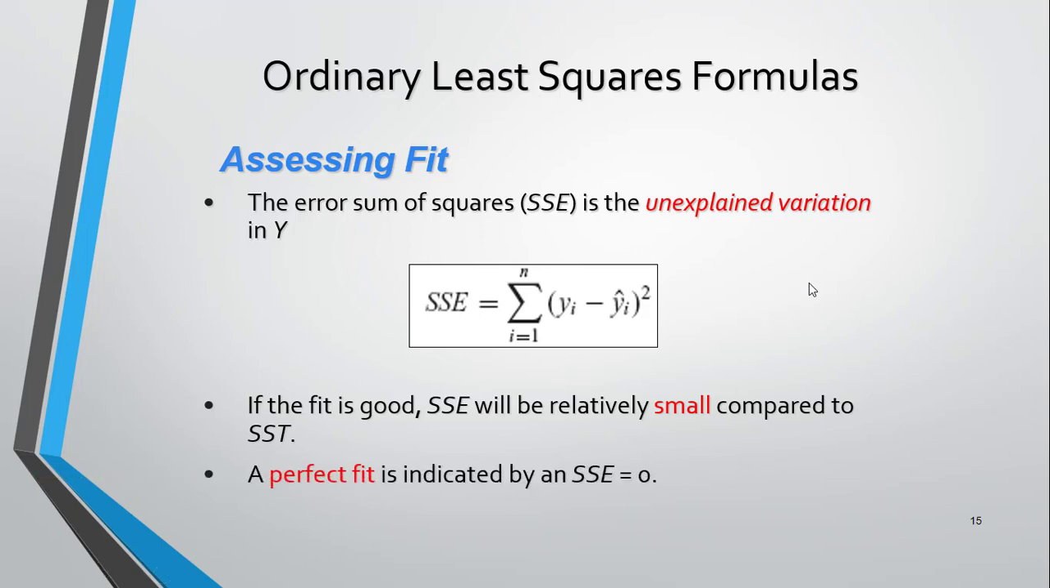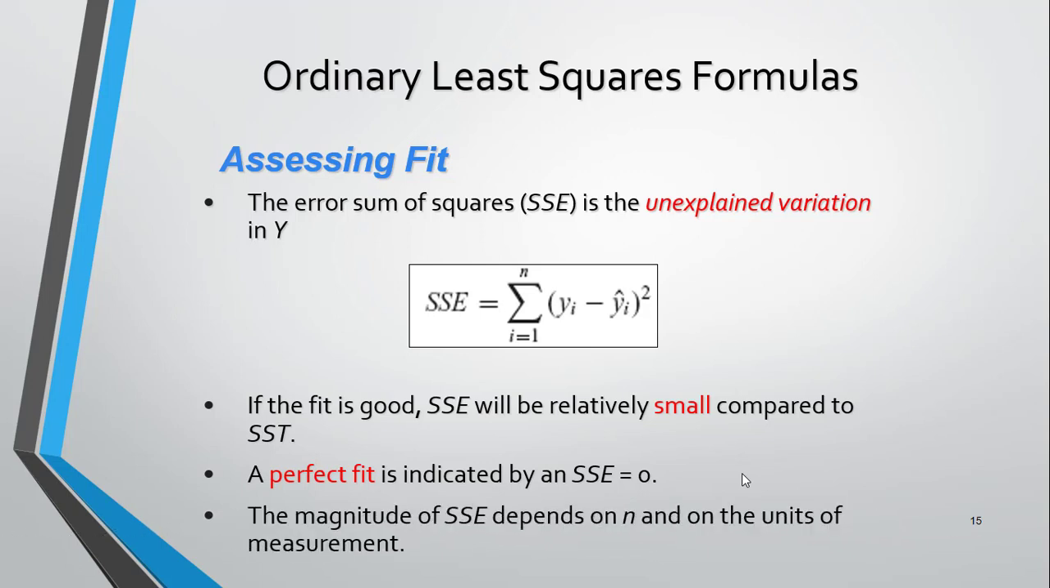If the fit is good, SSE will be relatively small compared to SST. If you have a perfect fit, then the SSE will be 0. Perfect fit means all the dots are on the line. Of course, that's only in an ideal situation. In a real-world situation, we probably will not see that. The magnitude of SSE depends on n and on the units of the measurement.